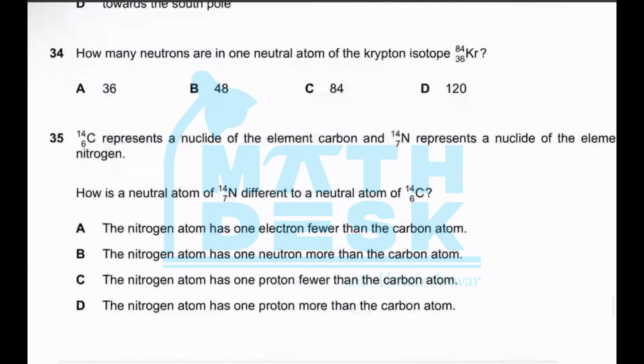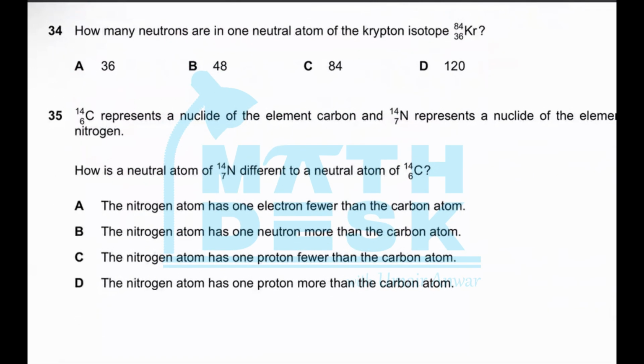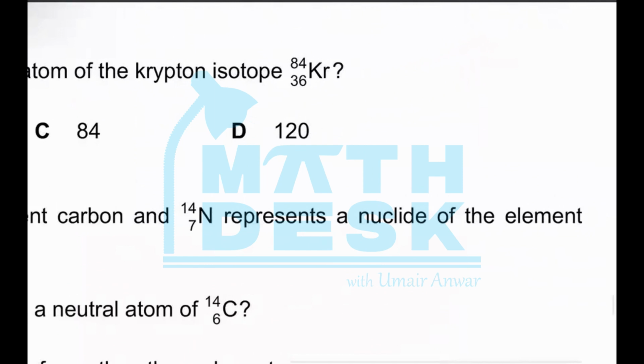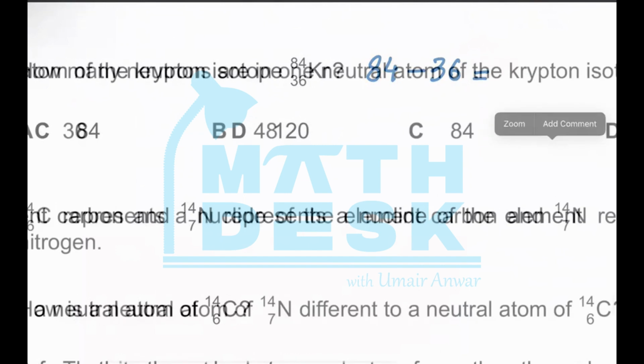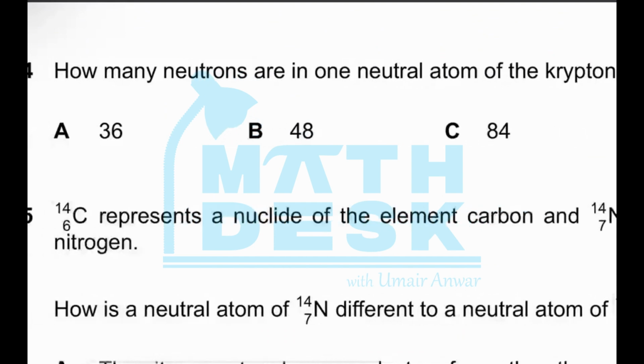Question number 34, it says how many neutrons are in one neutral atom of the krypton isotope? So to find out the number of neutrons, we would take the mass number or the nucleon number and subtract proton number from it. And so the answer would be 48 over here.